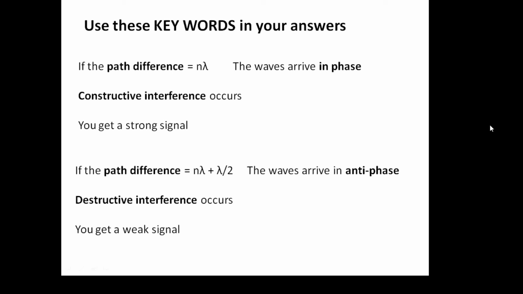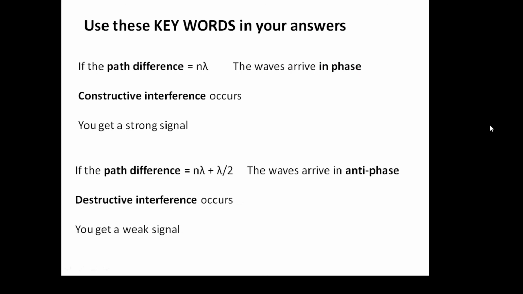If the path difference is nλ, the waves arrive in phase, constructive interference, strong signal. If the path difference is nλ + λ/2, the waves arrive in antiphase, destructive interference occurs, you get a weak signal. For any other path difference, it'll be kind of in phase-ish or out of phase-ish, and the resultant amplitude will be somewhere in between.